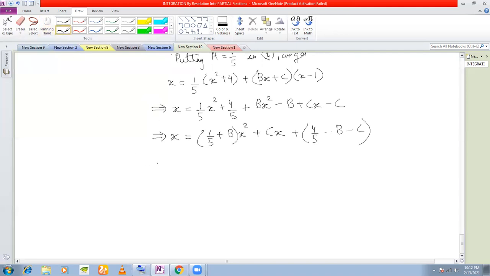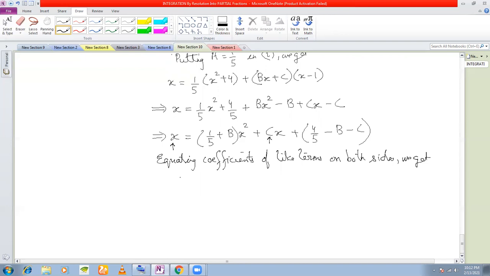Now we shall equate coefficients of like terms on both sides. Equating coefficients of like terms on both sides, we get, see, what is the coefficient of x here? c. And what is the coefficient of x here? 1. So we get c is equal to 1, right? We get c is equal to 1.